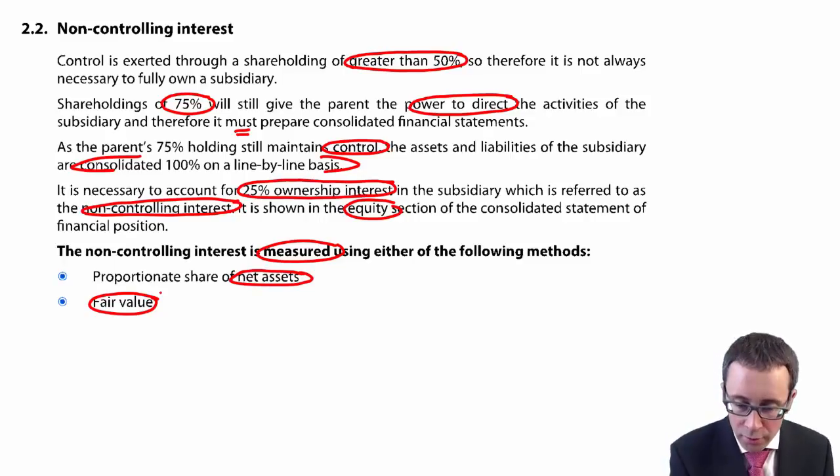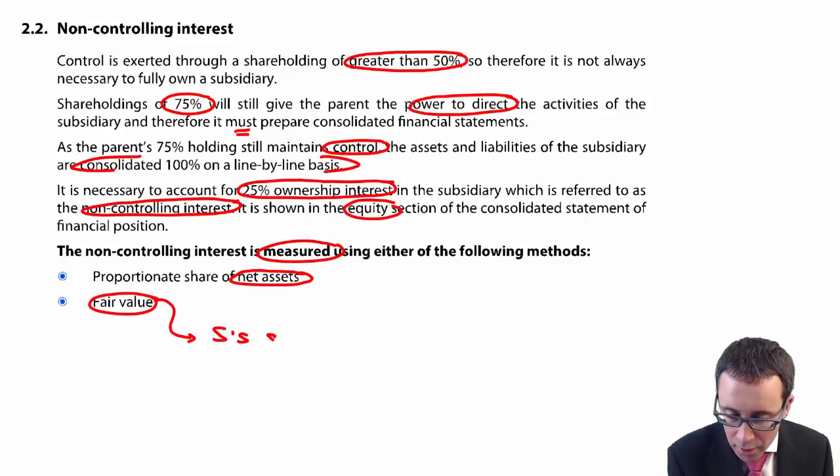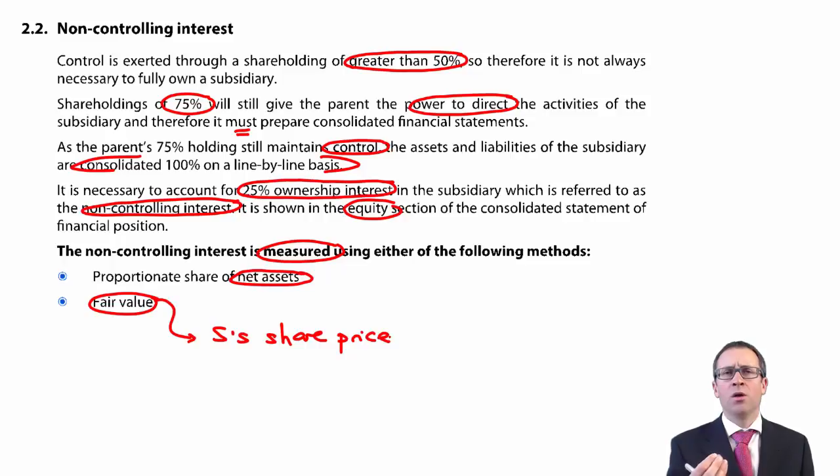So what we're going to go through and do there is, when we're looking at the fair value, we're going to look there at using S's share price, look at the number of shares that the non-controlling interest own, and value the non-controlling interest based upon the number of shares that they own and the value of those shares. Okay, so the value of a subsidiary share.